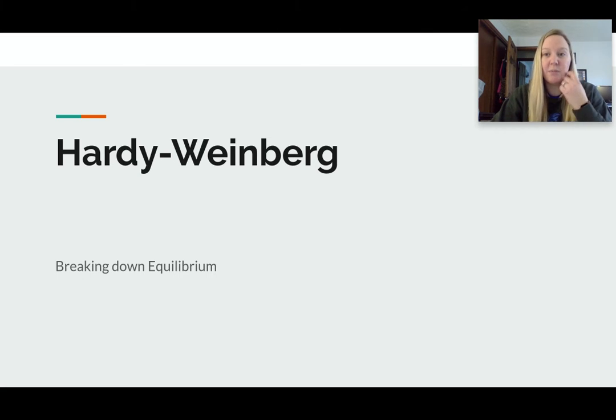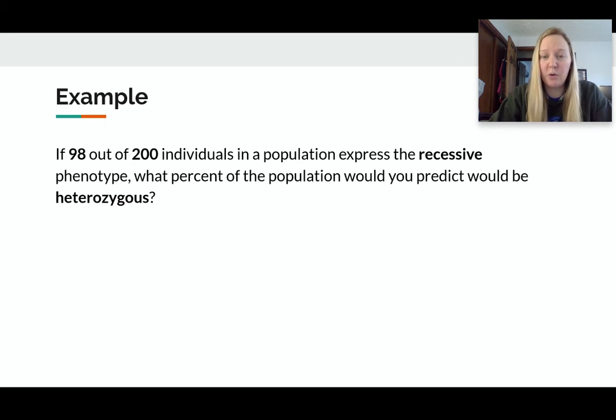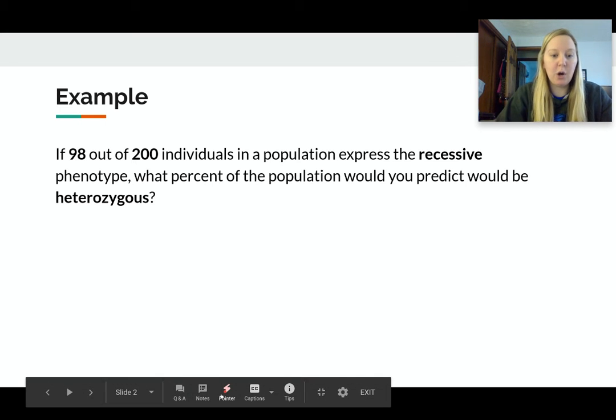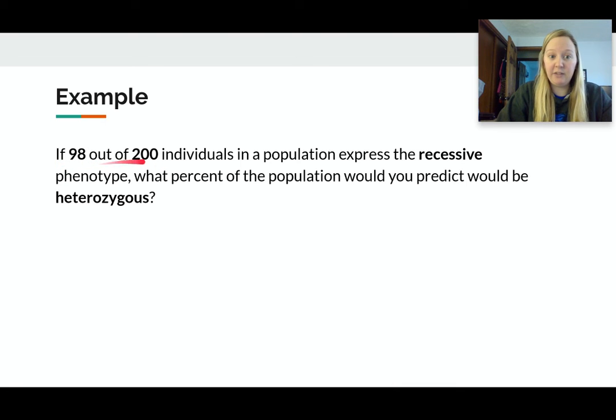So let's take a look at a problem. This is how almost all of your problems will be written. You will get a part, a number out of how many individuals are in the population. So in this one, we have 98 of 200 members of the population express the recessive phenotype. Again, we'll always tell you if it's recessive or dominant. What percent of the population could you predict to be a heterozygote? That's the question we're going to pop up to today.